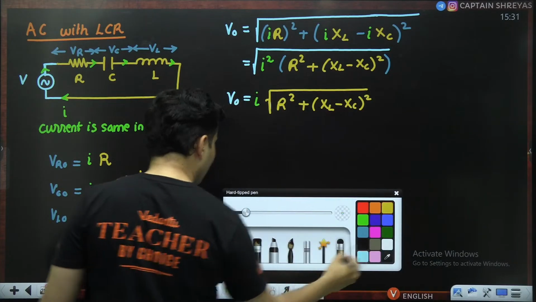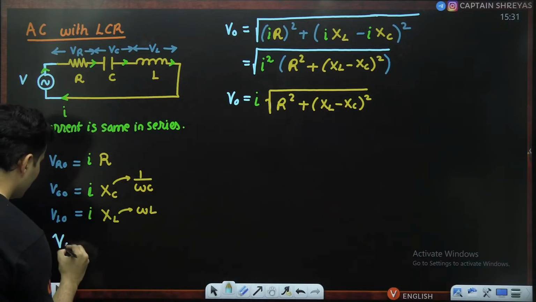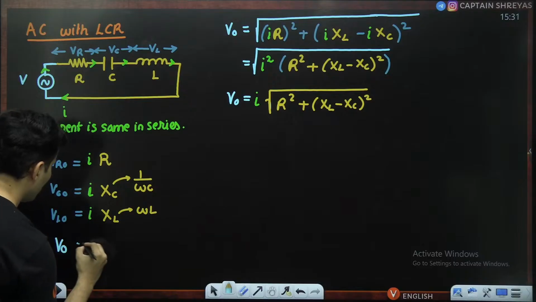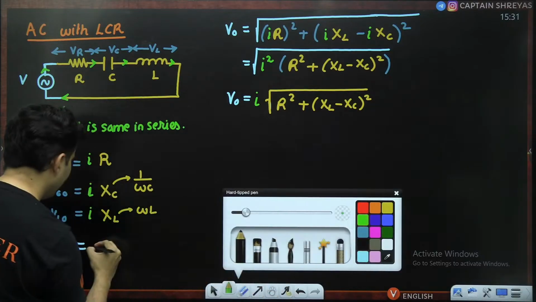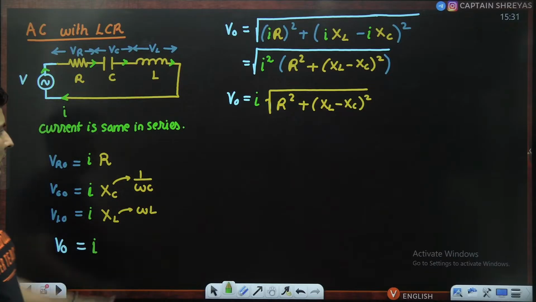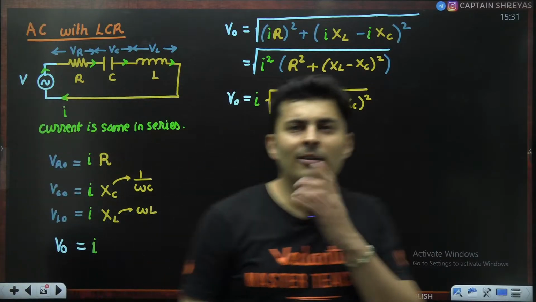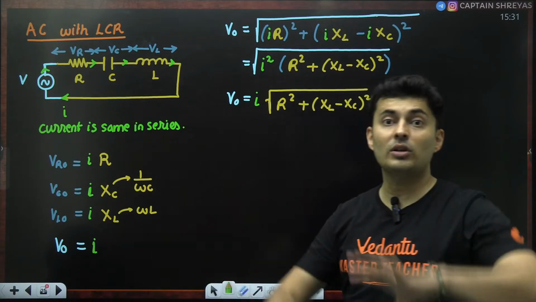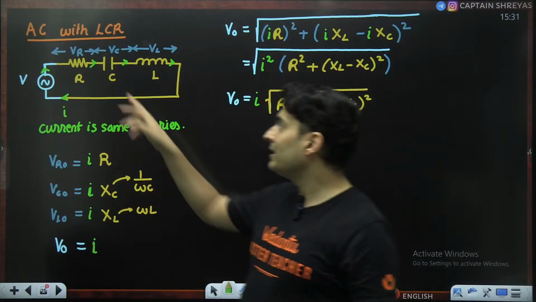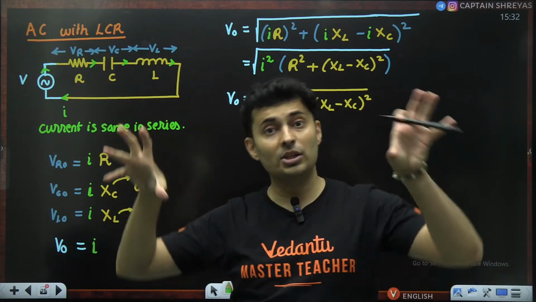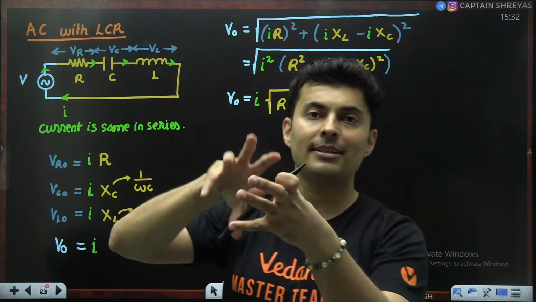So shouldn't the total voltage also be the current into the equivalent resistance? But you will be wondering, should I write resistance or should I write reactance? Because the total thing will neither be a purely resistance nor be a reactance. It is a combination of resistance and reactance.